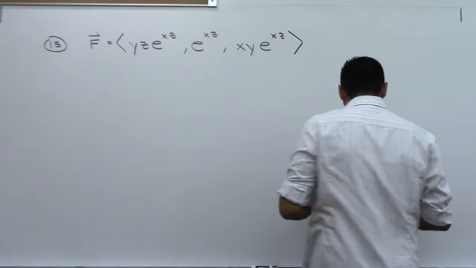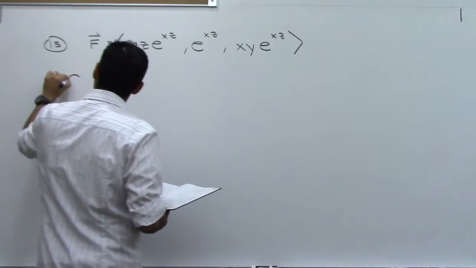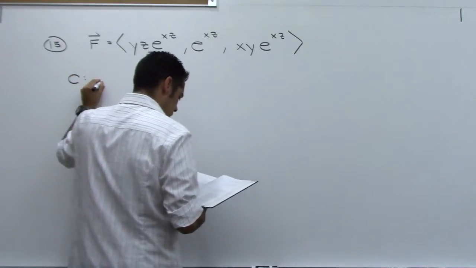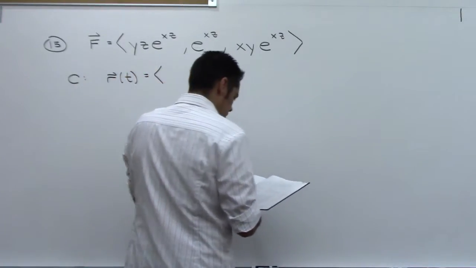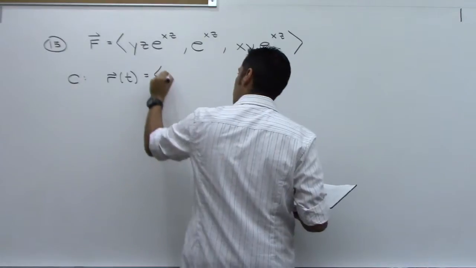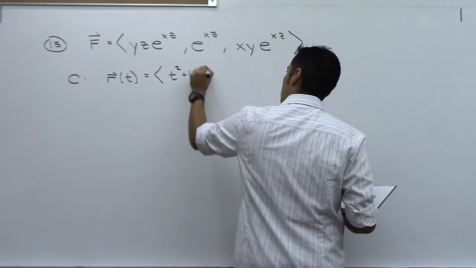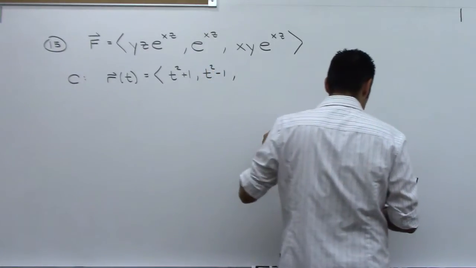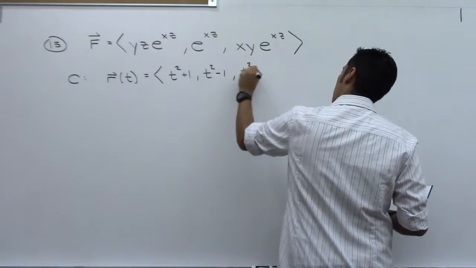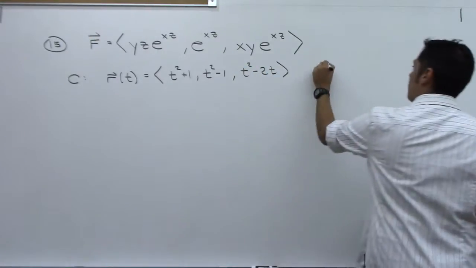We're given a vector field. We're given a curve, C, and it's given by the parametric curve written in this vector form. It's t squared plus 1, t squared minus 1, and finally, t squared minus 2t. And t is going to vary from 0 to 2.